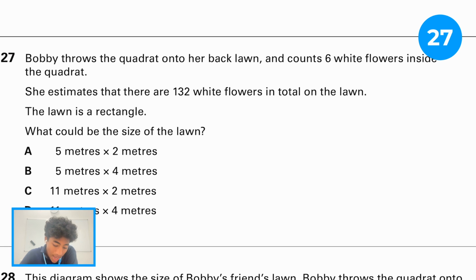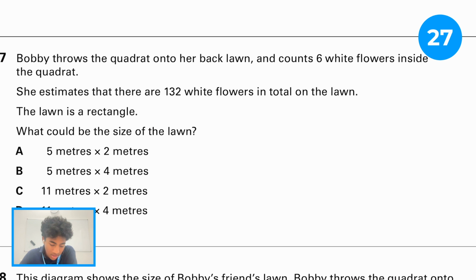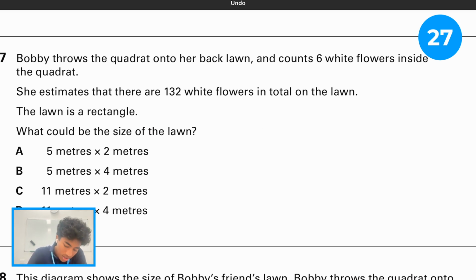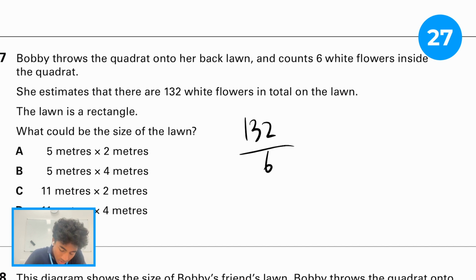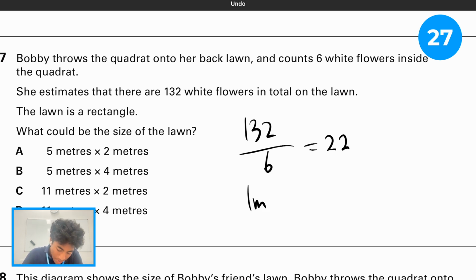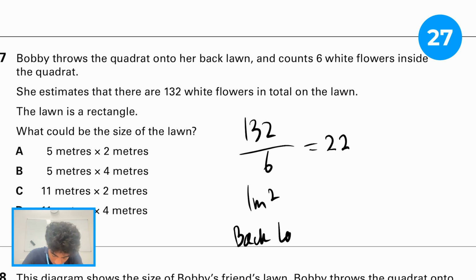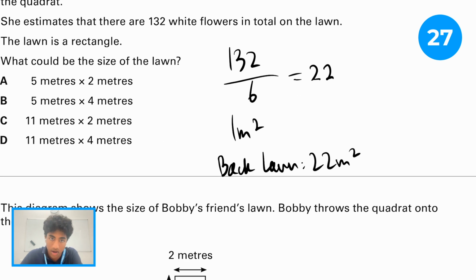Bobby throws the quadrat onto a back lawn and counts 6 white flowers inside the quadrat. Okay, let's think. So 132 white flowers is what she estimates, right? On the back lawn. That means if there are 6 flowers inside the quadrat, she times the number of flowers inside the quadrat by 132 divided by 6, which is 22. She times it by 22, right? If each quadrat is 1 meter squared in area, that means the back lawn has an area of 22 meters squared, as it can fit in 22 quadrats, right?